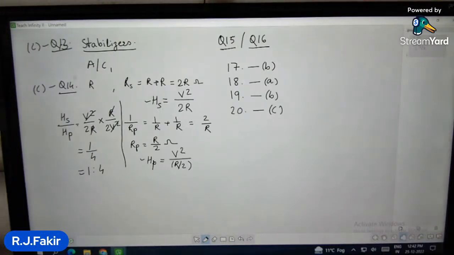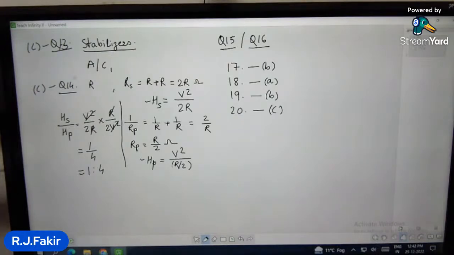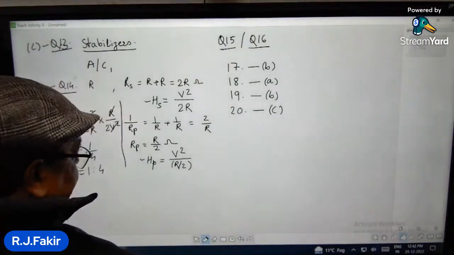Okay, now we can go to section B of this. Prior to that, what I left was question number 15 and 16. We'll first talk of question number 15.